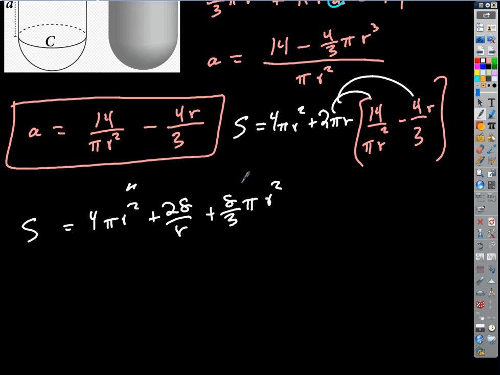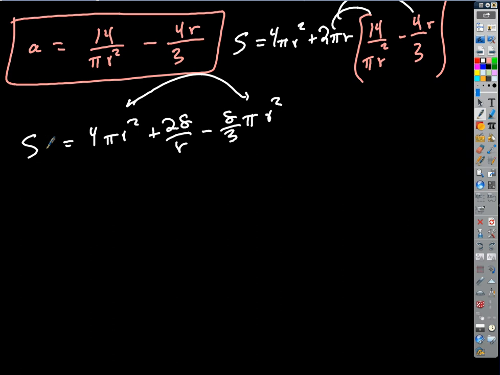Now these are like terms, aren't they? Isn't it minus? Oh, minus. Whoops, you're right. Okay, so those are like terms. We could combine those. This is S of a single variable r. And let's see, 4 pi r squared minus 8/3 pi r squared. Well, 4 is 12/3. 12/3 minus 8/3 is just 4/3. Okay, so we get 4/3 pi r squared plus 28 over r.